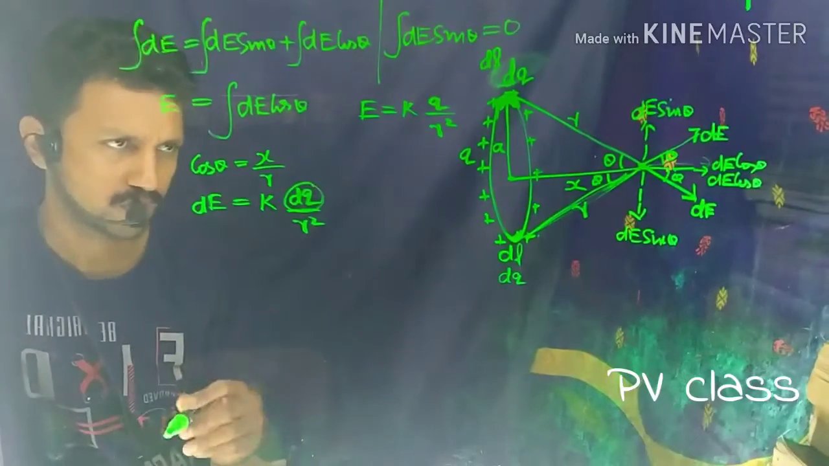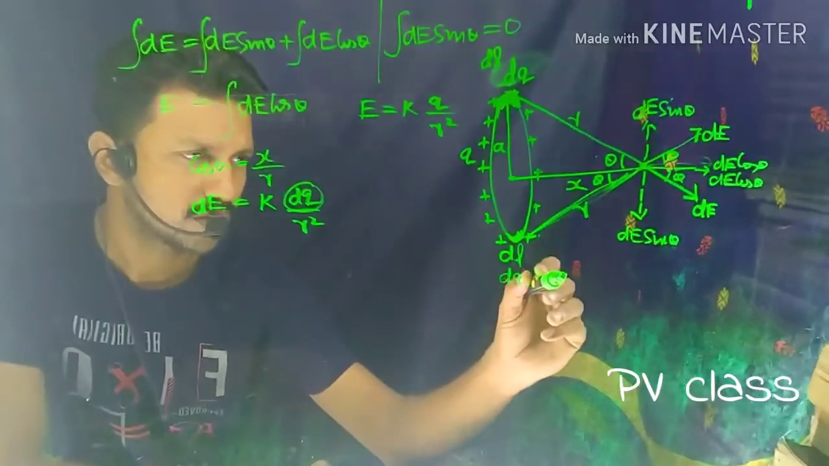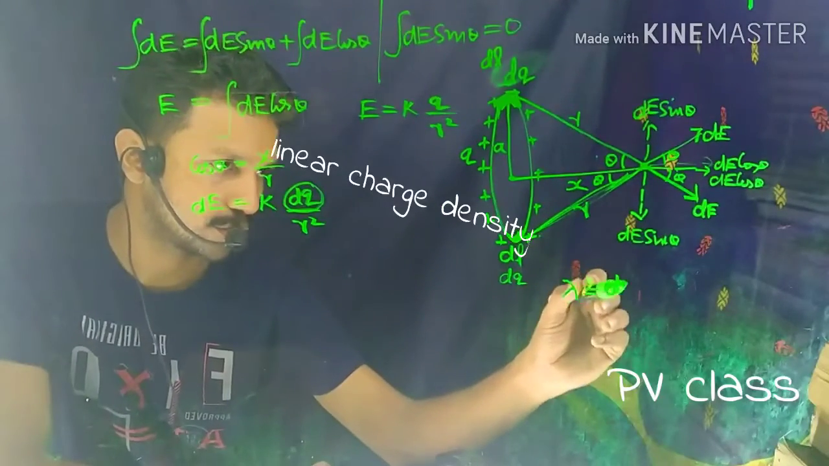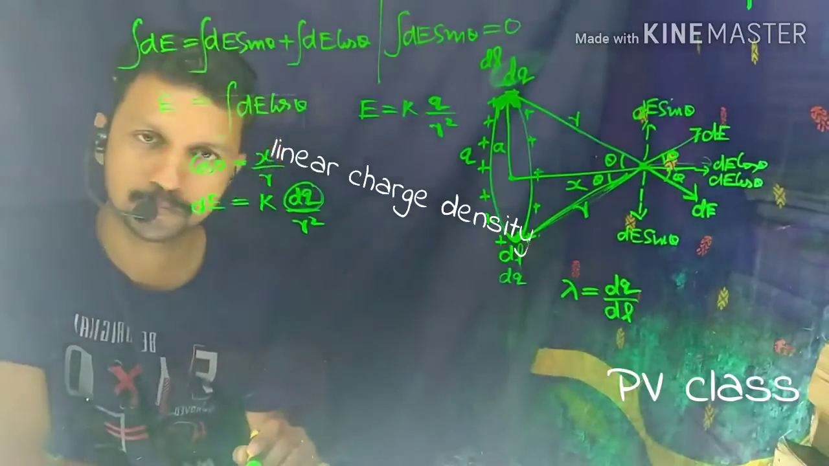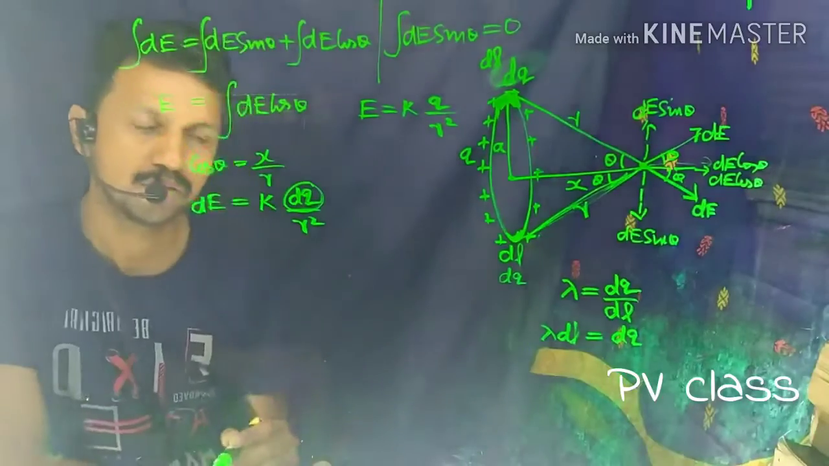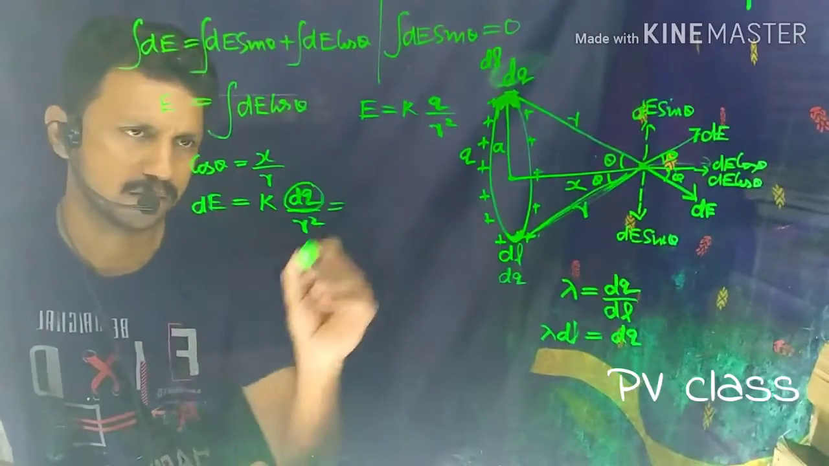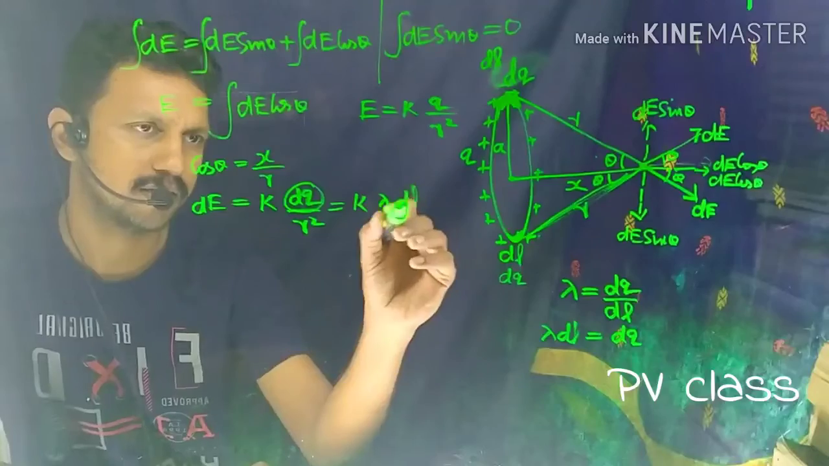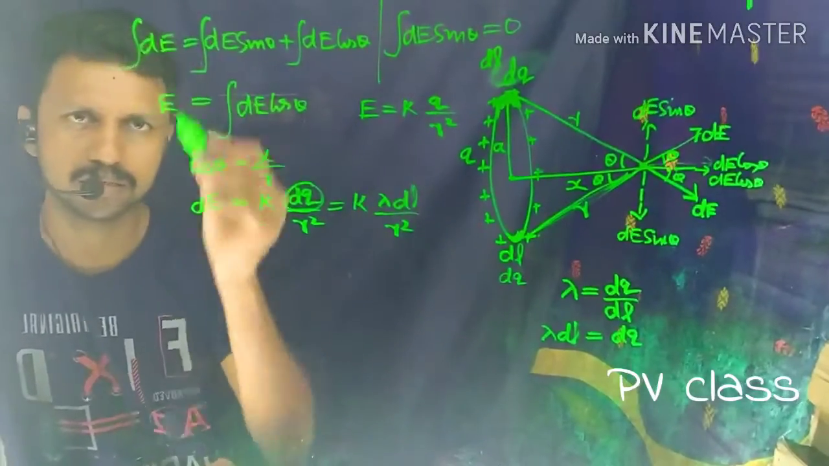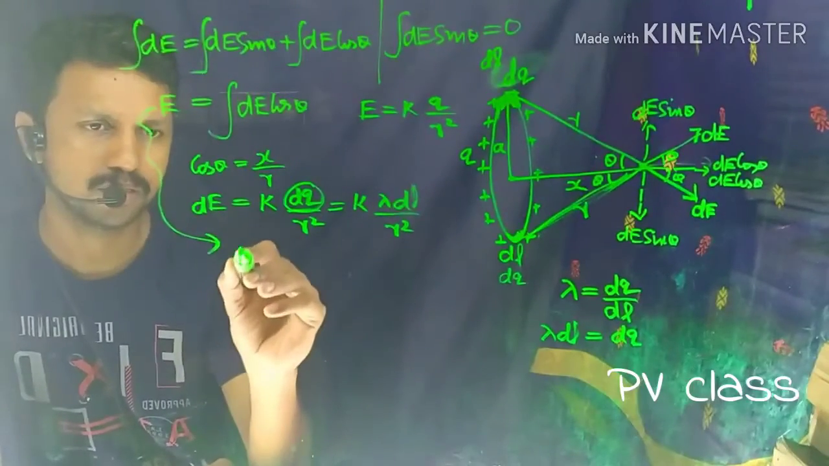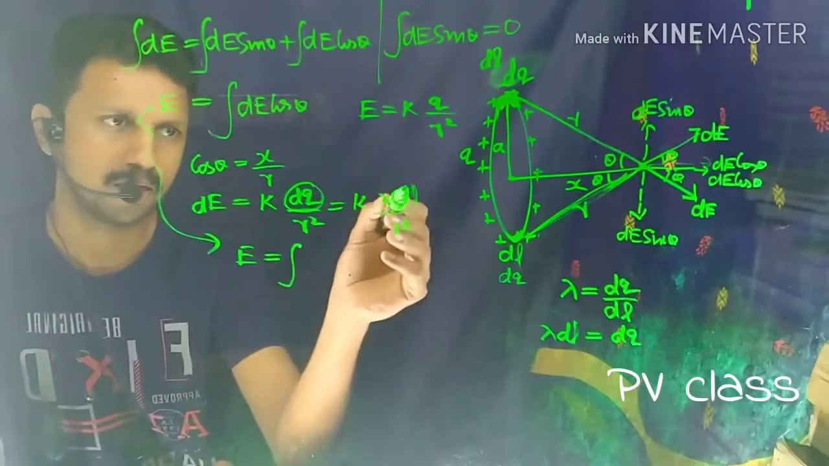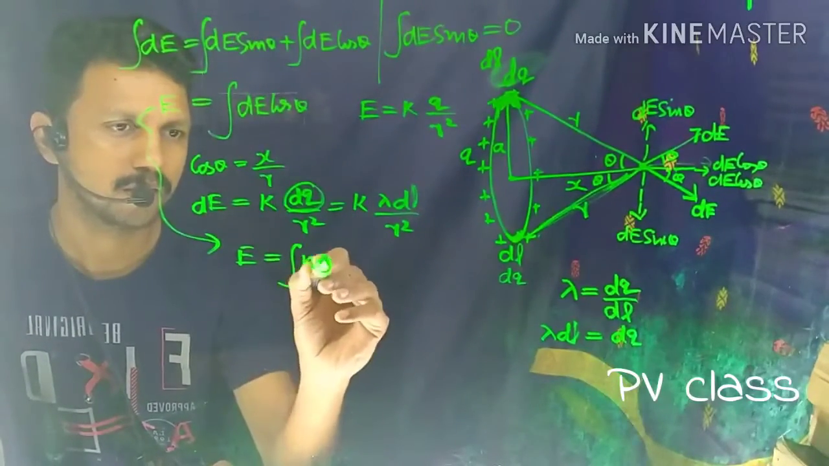Then, I'm changing this dq. For changing the dq, let's write what is linear charge density. Linear charge density is charge per unit length, or I could write dq by dl. Can I? Then what is dq? dq should be lambda dl. Therefore, I could rewrite this expression like this, that is k lambda dl divided by r square. Substituting this cos theta and dE in this equation, we could write E is equal to integral of, what's dE? dE is k lambda dl by r square.